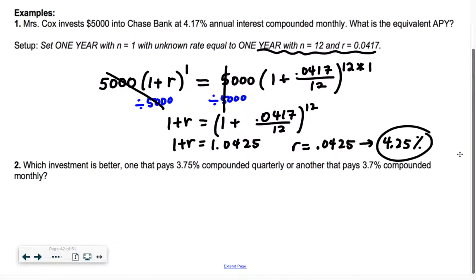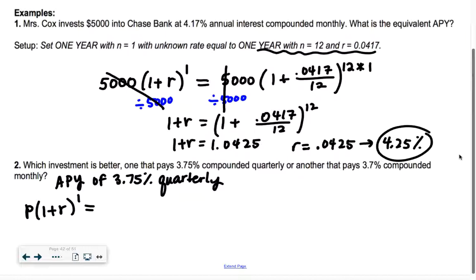All right, so it says which investment is better, one that pays 3.75% compounded quarterly or one that pays 3.7% compounded monthly. So let's find the APY, the annual percentage yield for both of them. So if I do the 3.75% quarterly, it doesn't matter what I start with. I'm finding my rate after 1 year with whatever I started with over here with 0.03, and it's quarterly. So divided by 4 to the 4 times 1. You can leave off the times 1 if you want. It's after 1 single year. Do you guys see how we set it up?